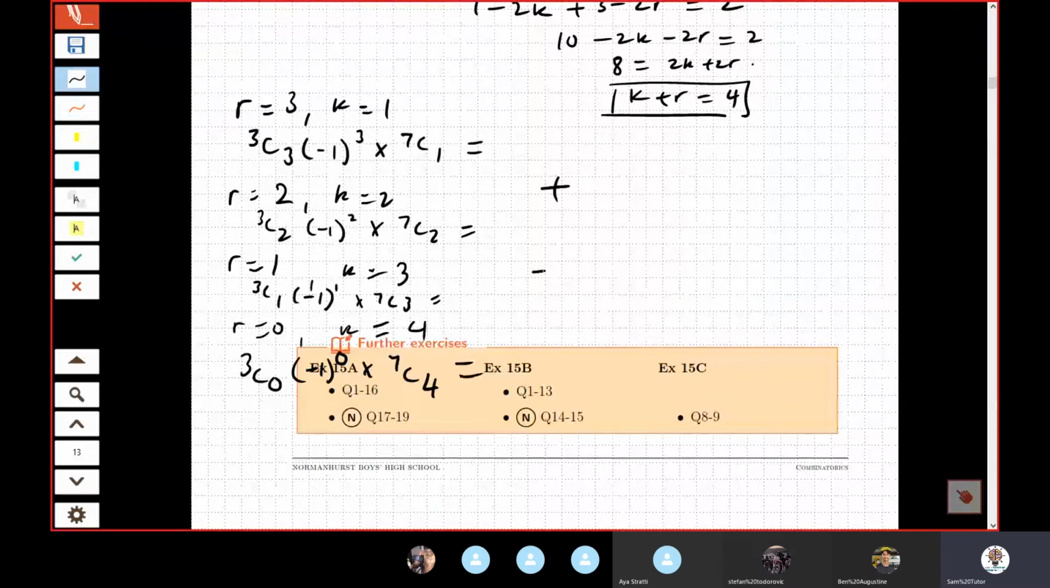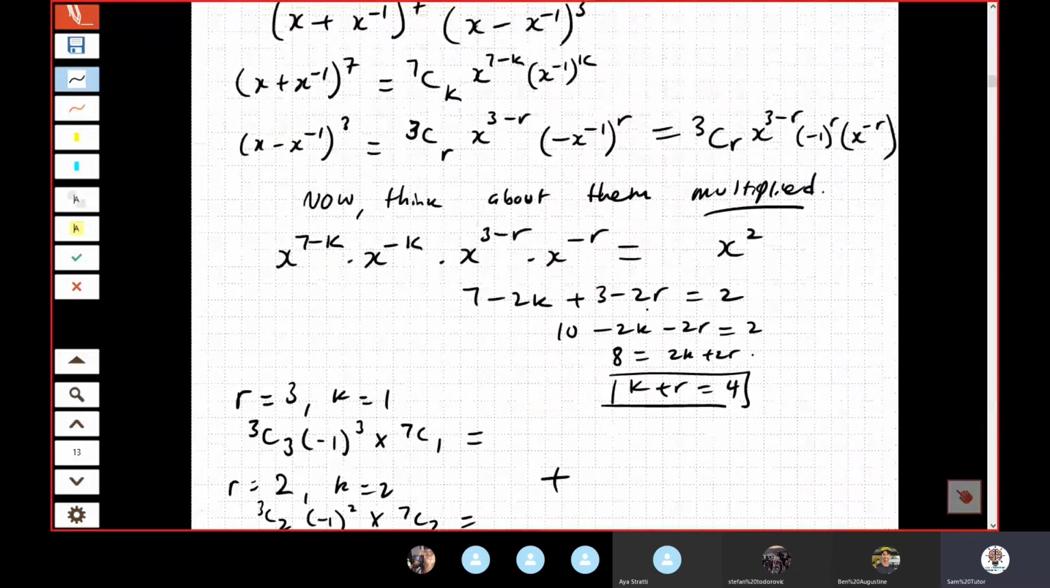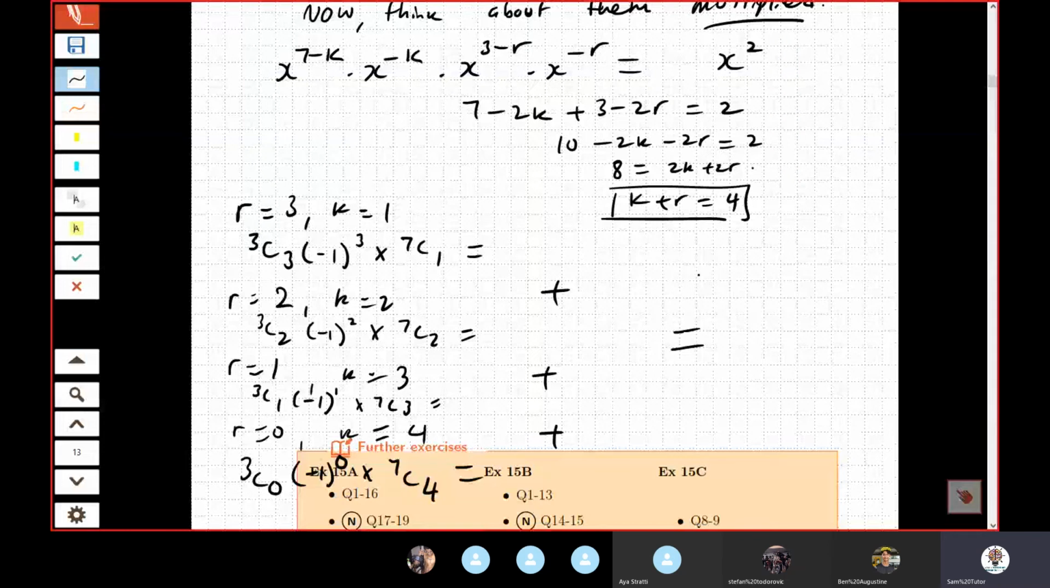And then add. Do we understand why we add all 4 of these now? Because these are all the coefficients of x to the power of 2. So if you get to simplify it, that should give you a final answer.